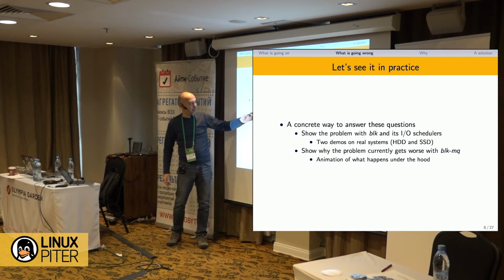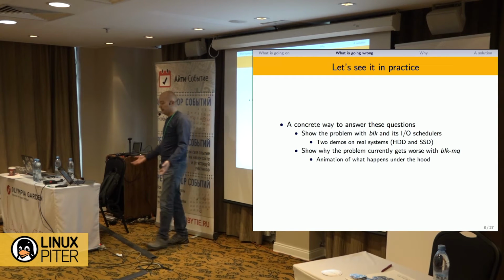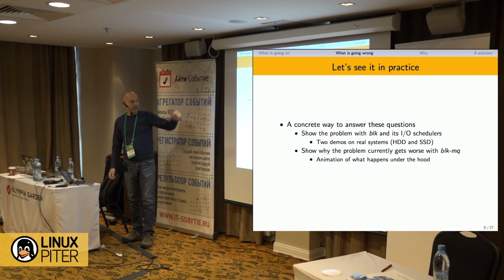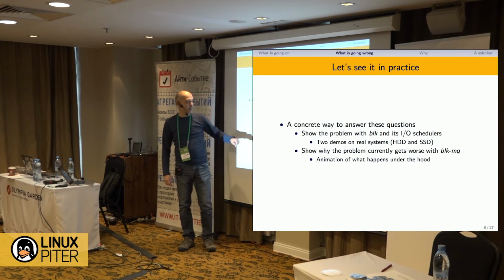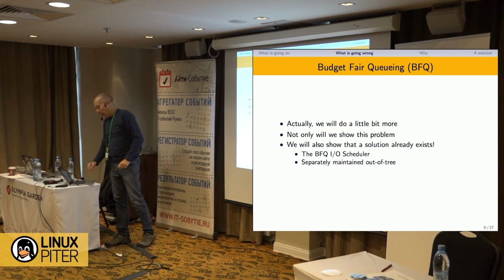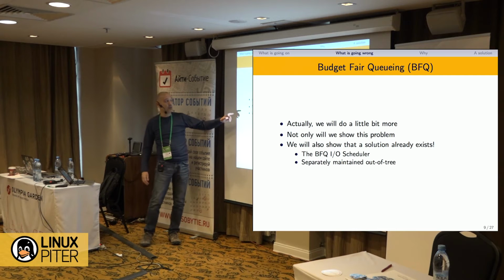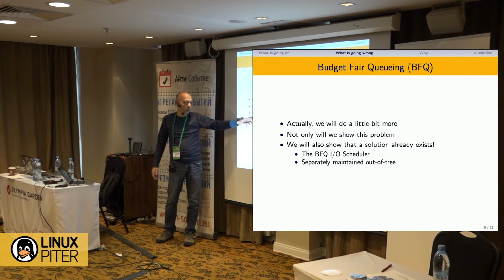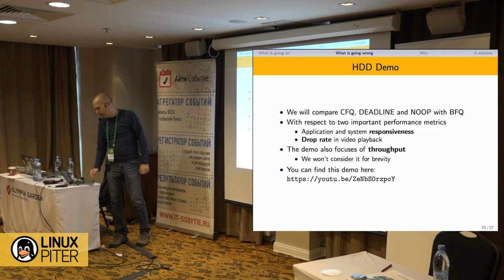The first step is with 2 demos on a hard disk and on an SSD, and I will show you that the problem is still with us, at least in block. Then I will show you why the problem gets even worse in block NQ, and I will use an animation for that. Actually, for the first step, I will do a little bit more than just showing the problem, because I will show you also a solution. That is this I/O scheduler, this BFQ I/O scheduler. That is currently, you didn't see it in that list because it's not yet inside the kernel.